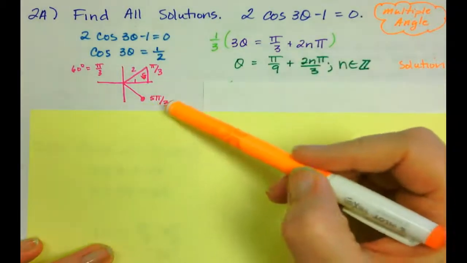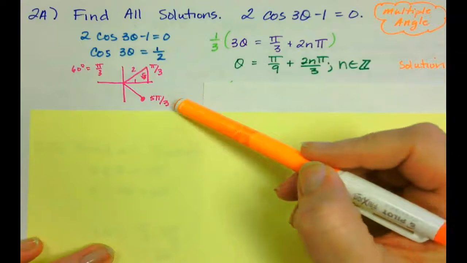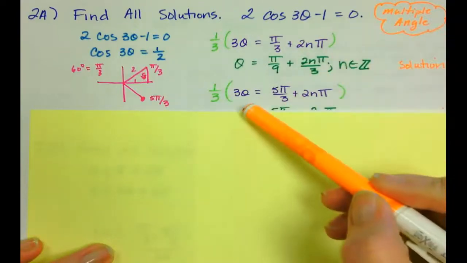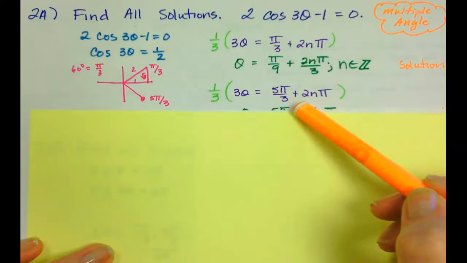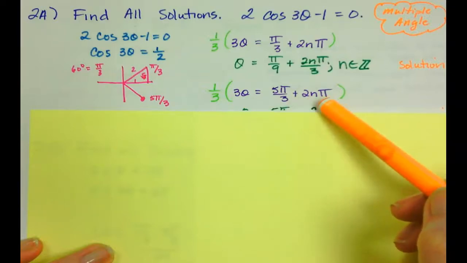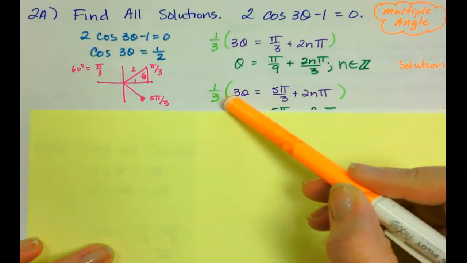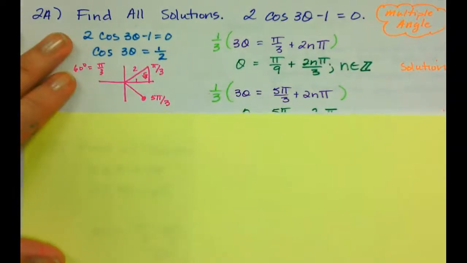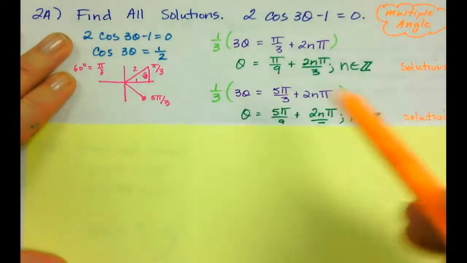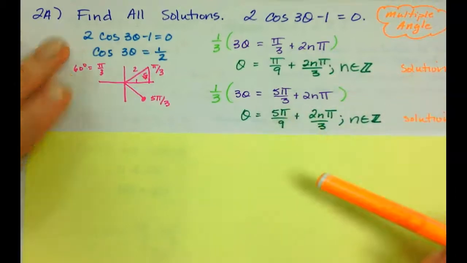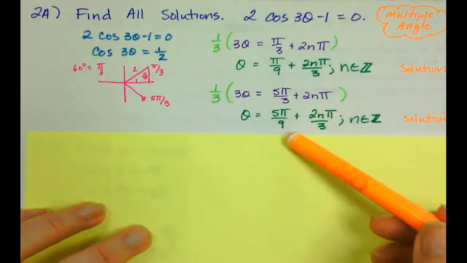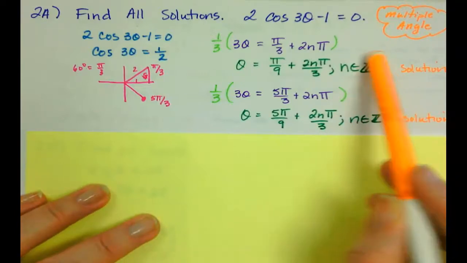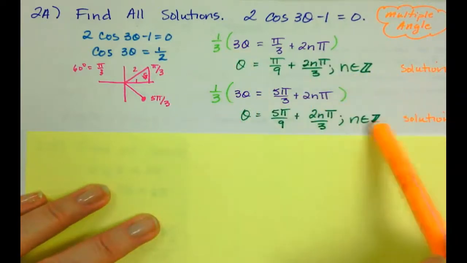So you can see this looks like an equation, not a list. But wait, there's more, because there's another angle right here, which is 5 pi over 3, and so we need to do it all over again. So 3 theta equals 5 pi over 3 plus the rotation 2n pi. I need to get rid of the 3, so I'm going to divide everything by 3, or multiply everything by 1/3. And then I'm going to have theta equals 5 pi over 9 plus 2 pi n over 3, and then we add our n's. So this would be one solution, and this would be the second solution.